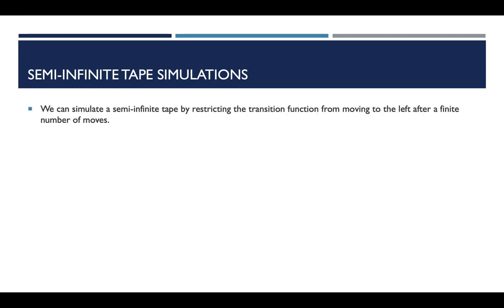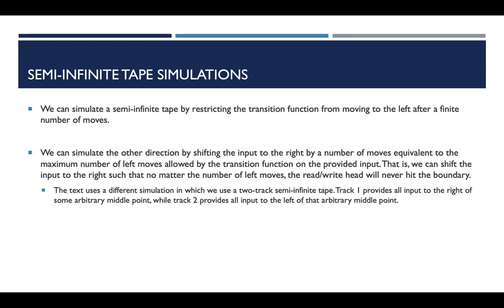And so what we're going to do now is kind of show that via a simulation. We can simulate a semi-infinite tape by taking all the transition function rules for a completely infinite tape and then restricting the number of times the transition function allows a left movement. So effectively what we're doing here is we are not allowing the infinite tape to reach the left-hand boundary of the semi-infinite tape.